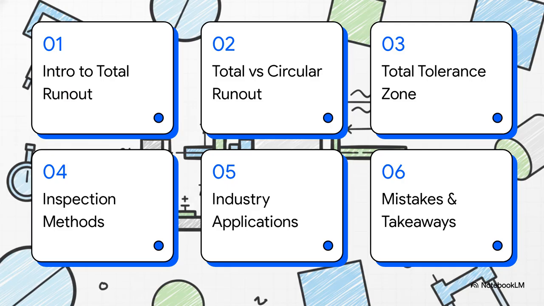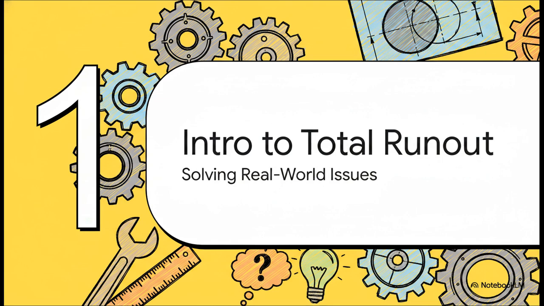We'll start with a quick introduction to Total Runout, compare total versus circular runout, dig into the total tolerance zone, look at inspection methods, cover some industry applications, and wrap up with common mistakes and takeaways. We're going to follow a micro to macro arc today, starting with a very tangible shop floor headache, zooming into the mathematical mechanics, and then zooming right back out to the real world. So let's jump right into Section 1, Introduction to Total Runout.